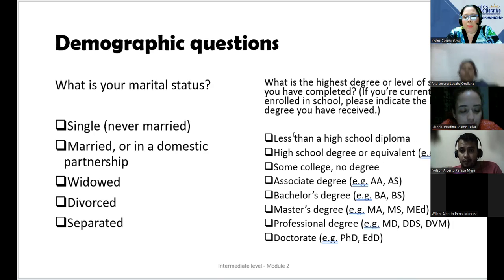Less than a high school diploma, o sea, no lo completó el high school, se quedó en noveno, pues. Less than a high school diploma. High school degree or equivalent, okay? High school degree or equivalent. Some college, no degree, solo hizo 2 años. Solo fui al curso de inducción, no, tampoco. But some college, no degree. Okay. Associate degree.